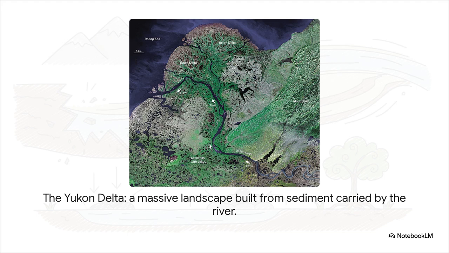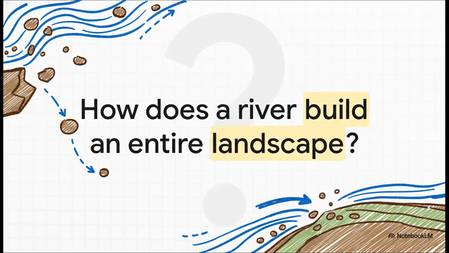But our story doesn't begin here. No. It starts way, way upstream, with just a single drop of water and maybe a tiny grain of sand. So the big question is, how? How on earth does a river build an entire landscape like that? Well, to figure that out, we need to zoom way in. We're going to follow the journey of one single particle of rock right from the moment it gets ripped free all the way to its final resting place. Ready? Let's get into it.